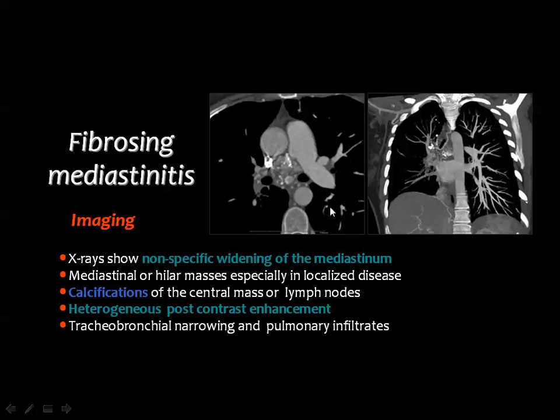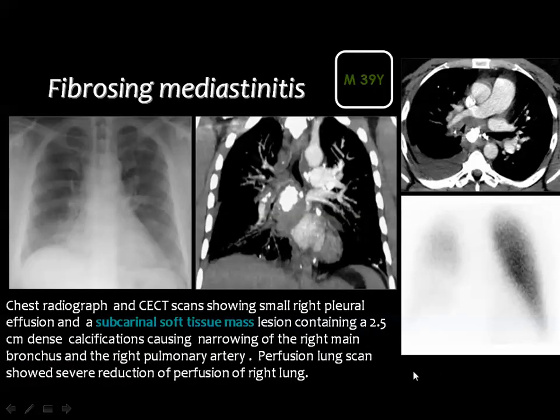Here you can see a mass which is located in the precarinal and subcarinal area, and this mass is heterogeneously enhanced and heterogeneously calcified. This mass may encroach on the bronchial lumen and also on the vascular lumen, as you can see here.